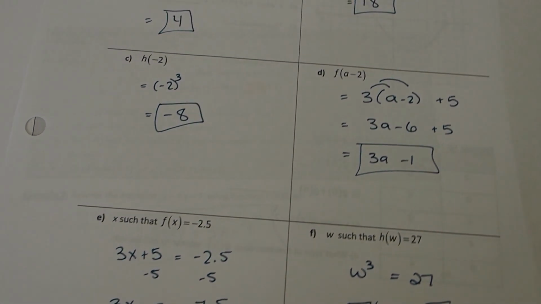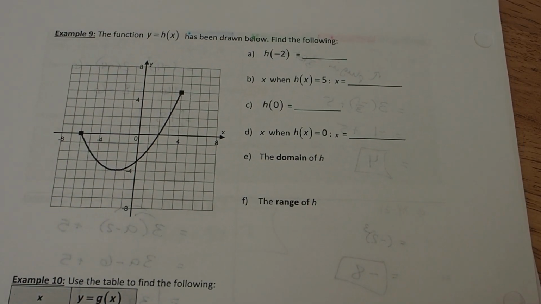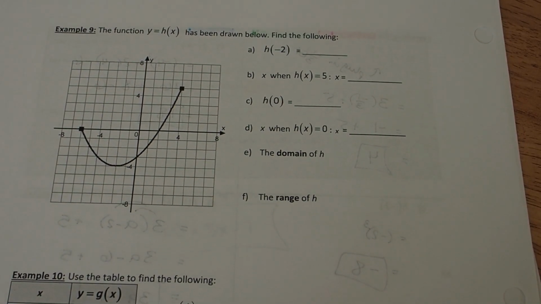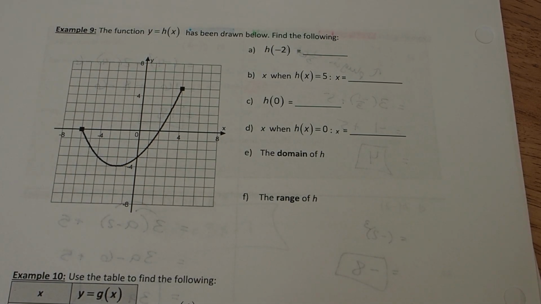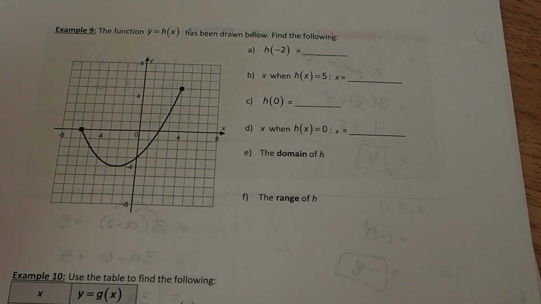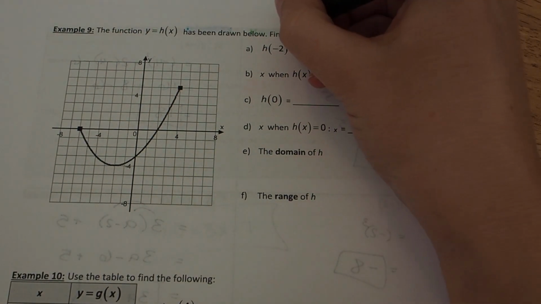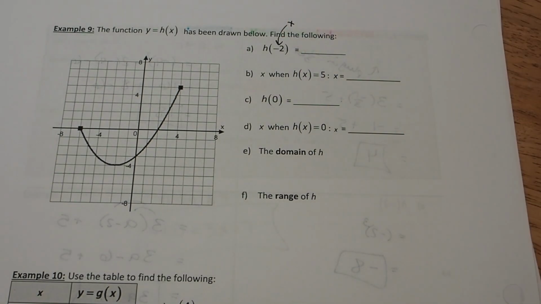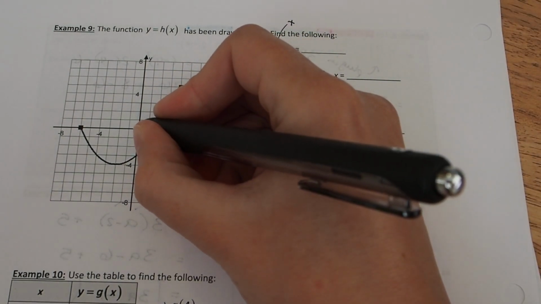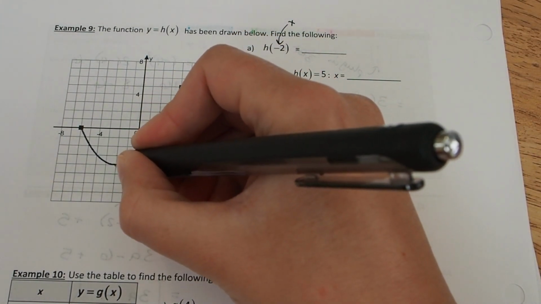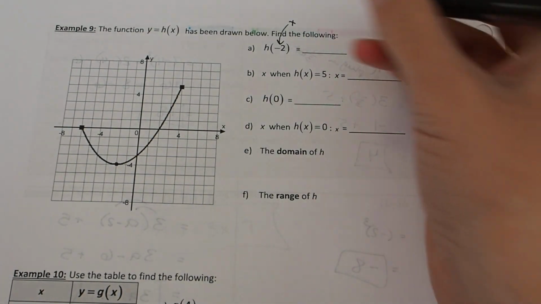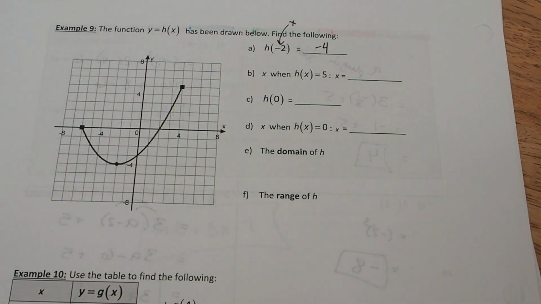Okay, let's check out the back. I'm going to do the same thing, but instead of using an equation, we're going to use a graph for these ones. So starting off, we've got h. This entire graph is all about the function h. So we've got h of -2. Remember, this is an input value. That's an x value of -2. So I find x equals -2, and I trace down to find the y value that it's equal to. So this one's going to be equal to -4.